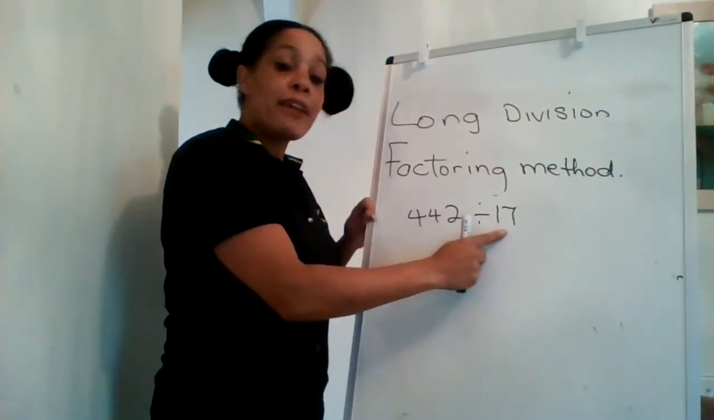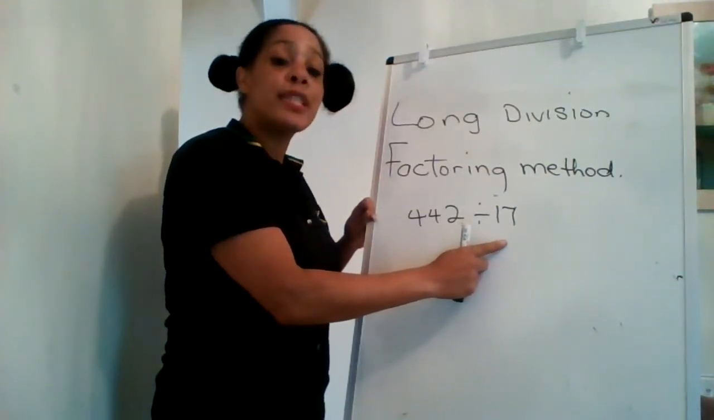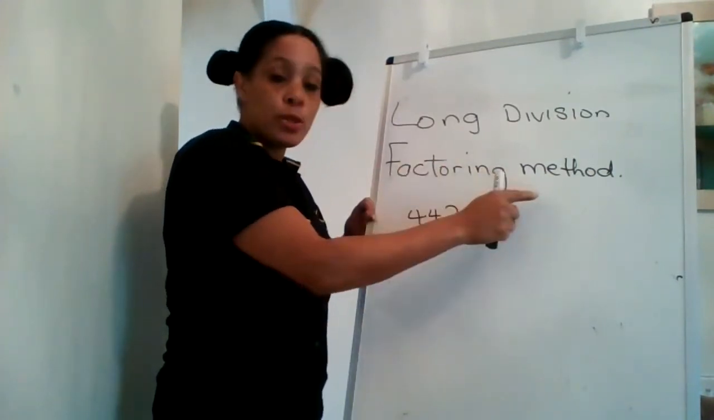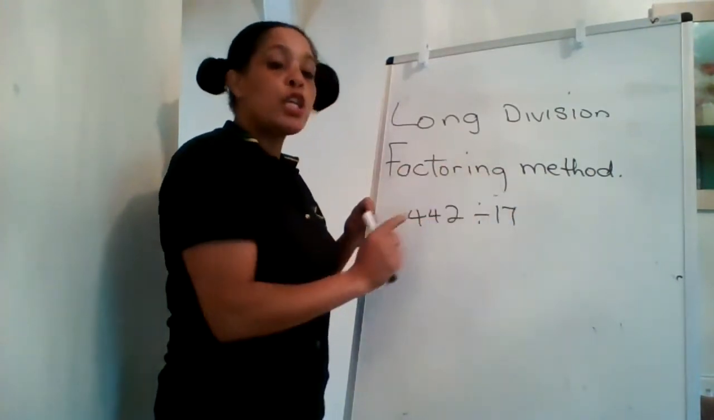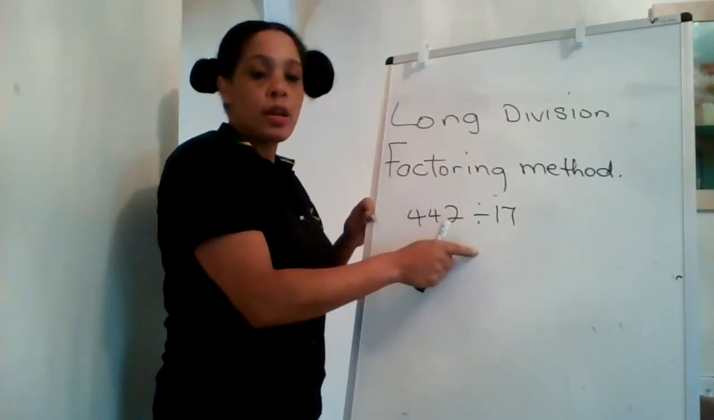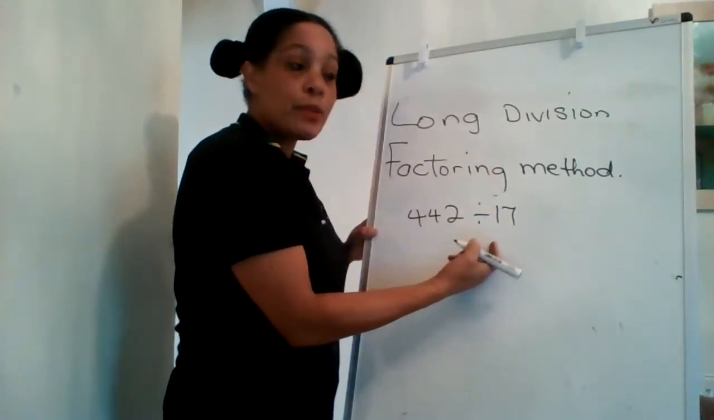So 17 is a prime number because only 1 and 17 can fit into 17 without leaving a remainder. So it is a prime number. We're not going to be using the factoring method to solve it. So I'm going to remind you how we would do this when it is a prime number. So first thing we're going to be doing, we're dividing by 17.